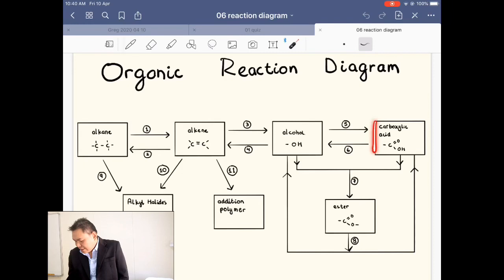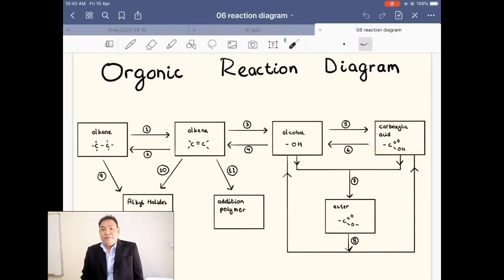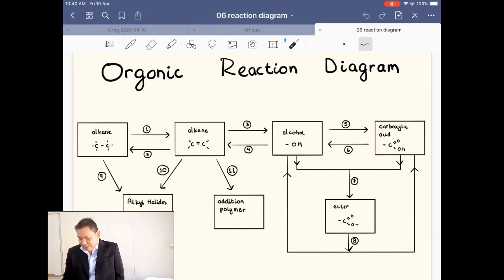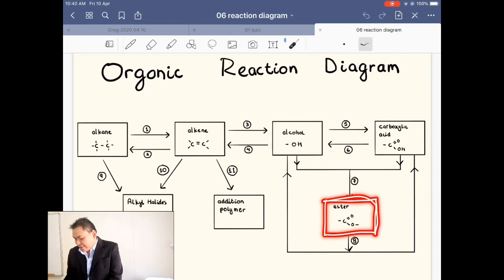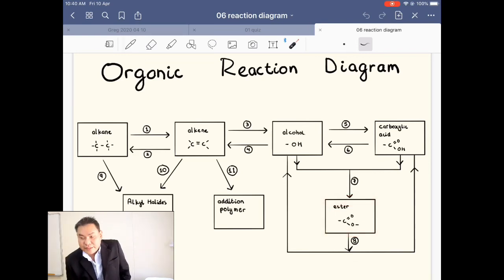then carboxylic acid. Below we have 3 more boxes, alkyl halides. Alkyl halides are organic substances that contain halogens, like fluorine, bromine, and iodine, and addition polymer. Below here we have ester, which is made from alcohol and carboxylic acid. I'm going to explain all the reactions.